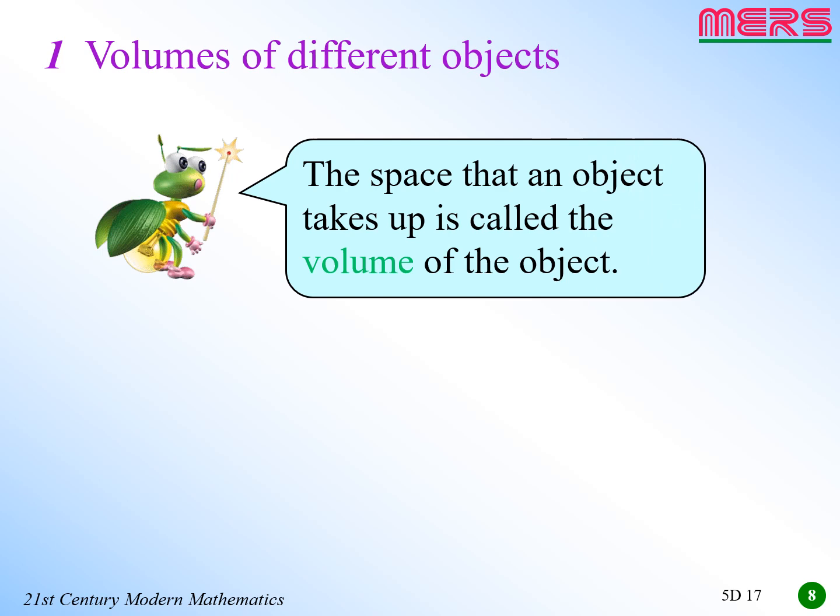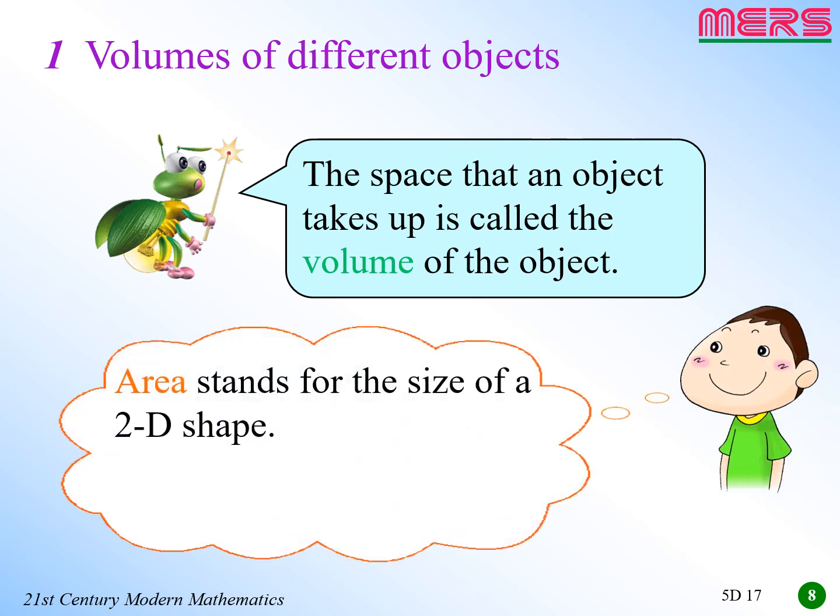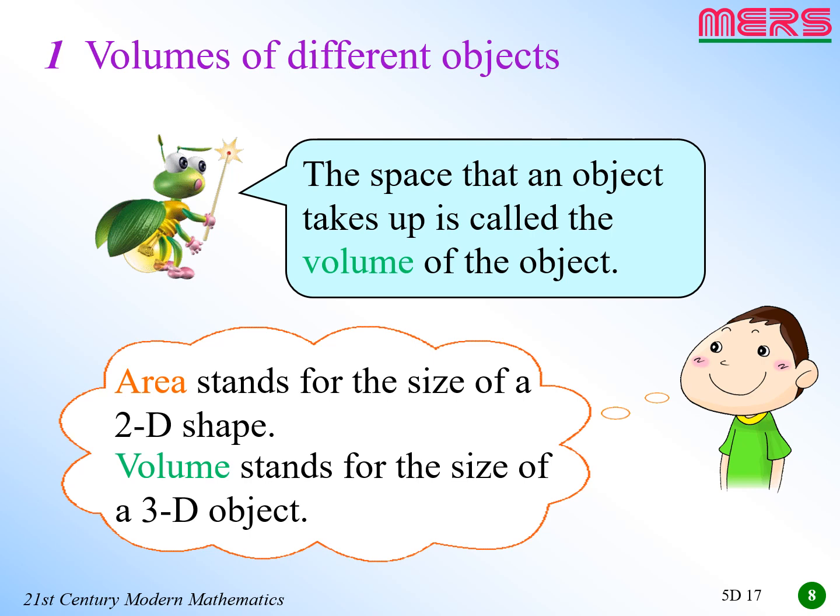What is common among the 5 objects you have just seen, if they are real objects? Are they 2D shapes or 3D shapes? All real objects take up some space. So, they are 3D shapes. The space that an object takes up is called the volume of the object. You may also say the volume means the size of the 3D object. Area stands for the size of a 2D shape, and volume stands for the size of a 3D object.